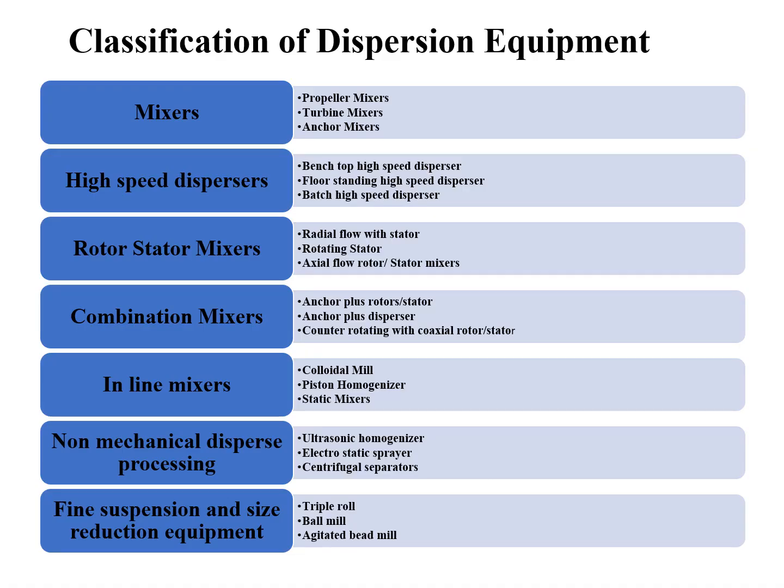Classification of dispersion equipment involves mixers, high-speed dispersers, rotor-stator mixers, combination mixers, inline mixers, non-mechanical dispersion processing, fine suspension and size reduction equipment. These are some of their subtypes.